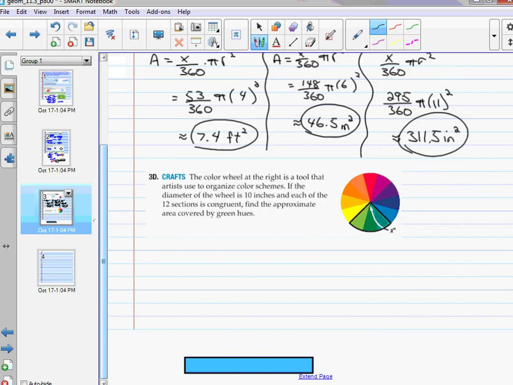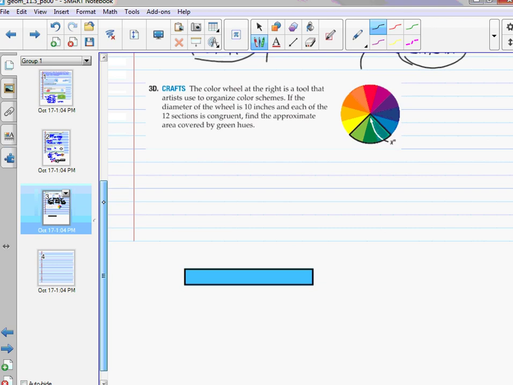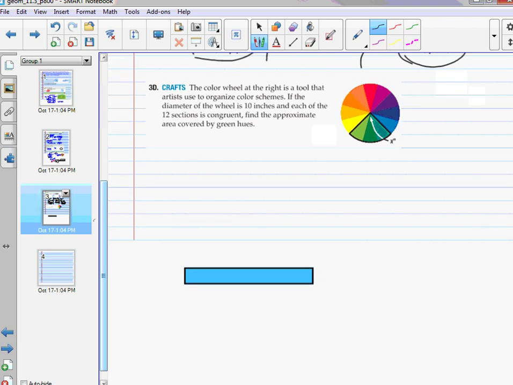They're easy. The color wheel at the right is a tool that artists use to organize color schemes. If the diameter of the wheel is 10 inches, and each of the 12 sections is congruent, find the approximate area covered by the green hues. See if you can do the fraction without going to the degrees this time.